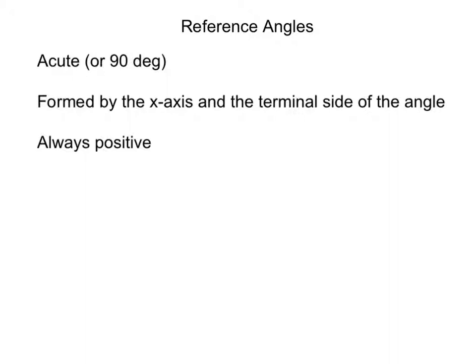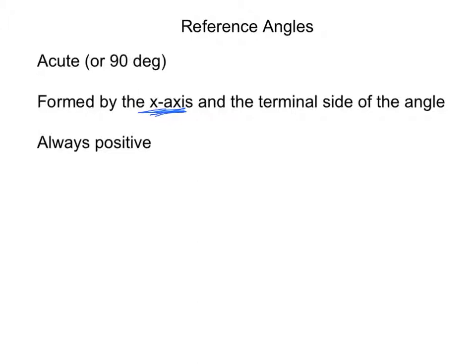The first is that it needs to be an acute angle, or if it's 90 degrees, it can be 90 degrees. But it needs to be 90 degrees or smaller. The second thing, most important probably, that gets missed the most, a reference angle needs to be formed by the x-axis and the terminal side of the angle. So when we draw these, you never draw a reference angle with the y-axis. You always draw it with the horizontal line, with the x-axis. And then the last thing is just that a reference angle has to be positive.